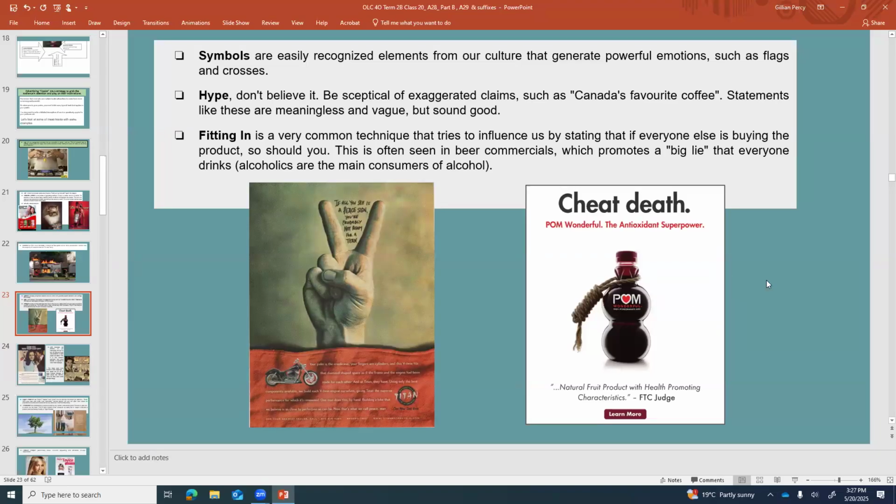And then fitting in. Fitting in is a really common technique where they try to influence you by suggesting that everybody else does this. So you'll see it in beer commercials where it'll be a whole bunch of people, all gorgeous, all drinking beer, all looking super happy, promoting the big lie that everybody drinks, and if you want to fit in, you need to drink too. But in fact, if you look at the actual data, the data shows that mostly the people that buy alcohol are usually already alcoholics, not just everybody.